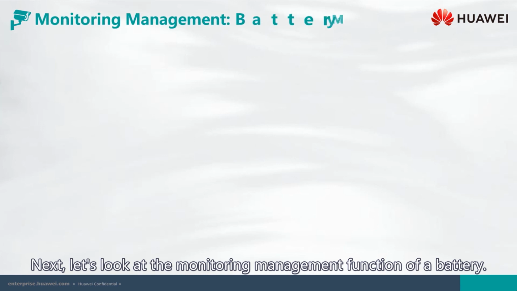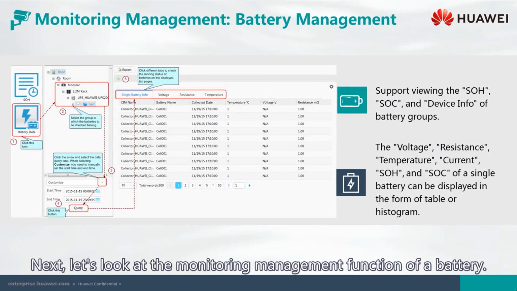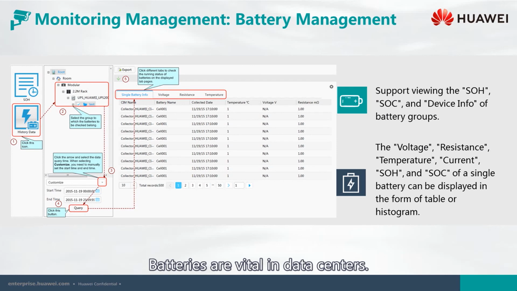Next, let's look at the monitoring management function of a battery. Batteries are vital in data centers. On the battery management page, we can check the battery's health and use status, such as its voltage, resistance, and temperature. In addition, we can check its historical data.